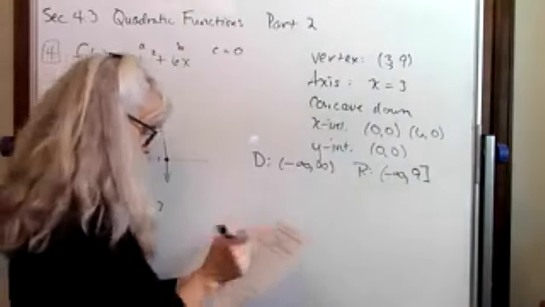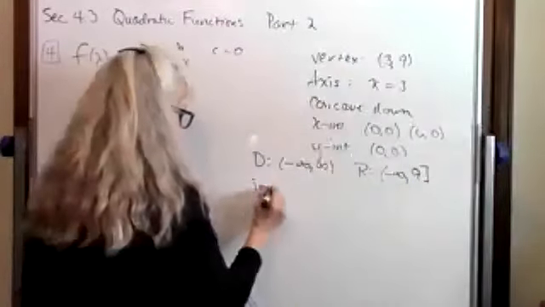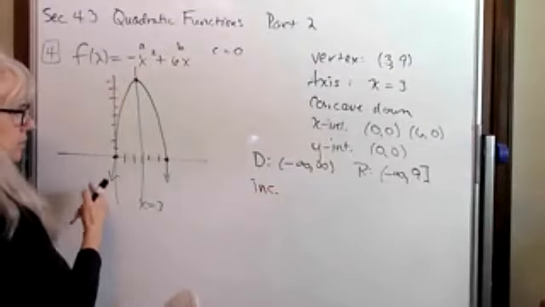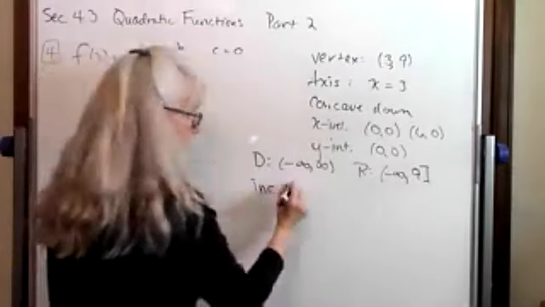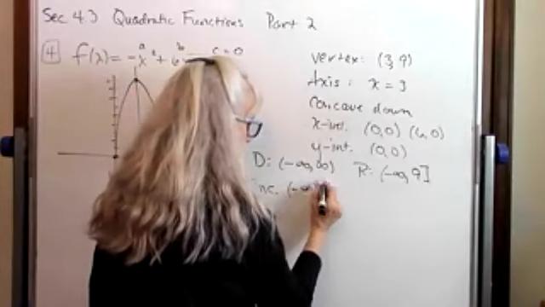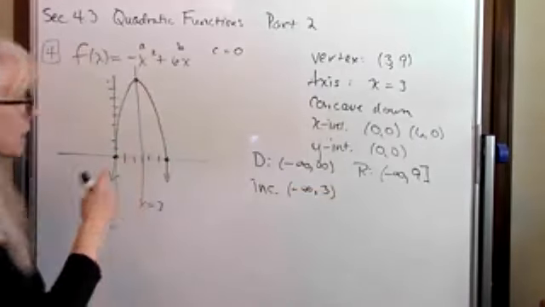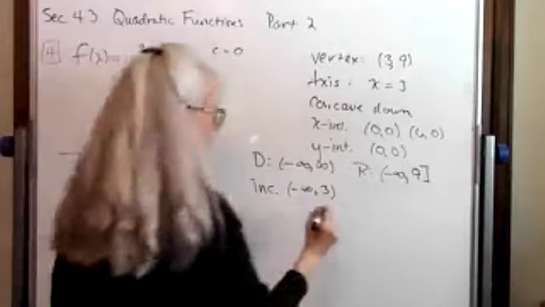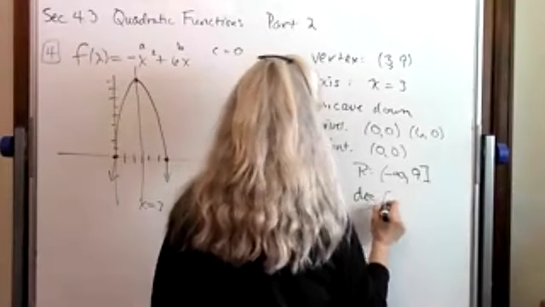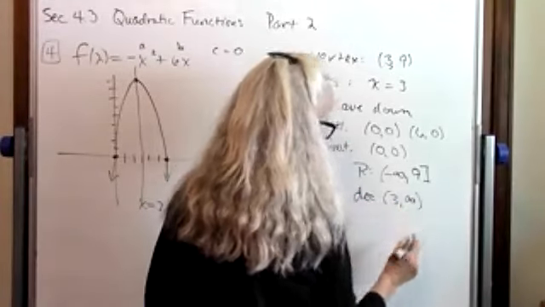They also want to know where it's increasing and decreasing. Well, it's increasing on the left side, so from negative infinity all the way to 3. And again, remember these intervals are written with the x coordinates. So from negative infinity to 3, it's going uphill, and it is going downhill from 3 to positive infinity.